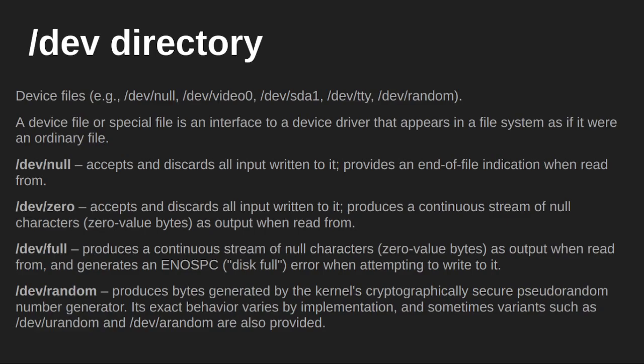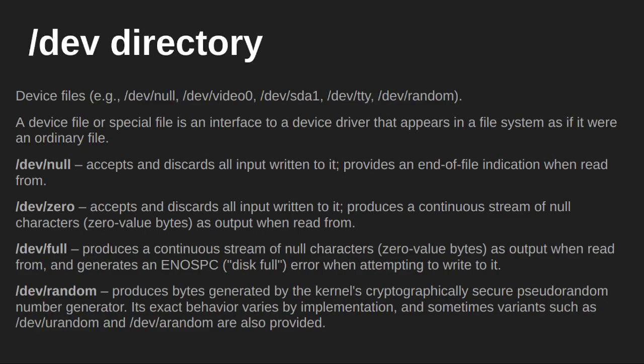A device file or a special file is an interface to a device driver that appears in a file system as if it were an ordinary file. So these are not ordinary files, but they are device files. So dev null accepts and discards all input written to it, and provides an end of file indication when read from. So if you read from the dev null file, we will get an end of file as we start reading from it.